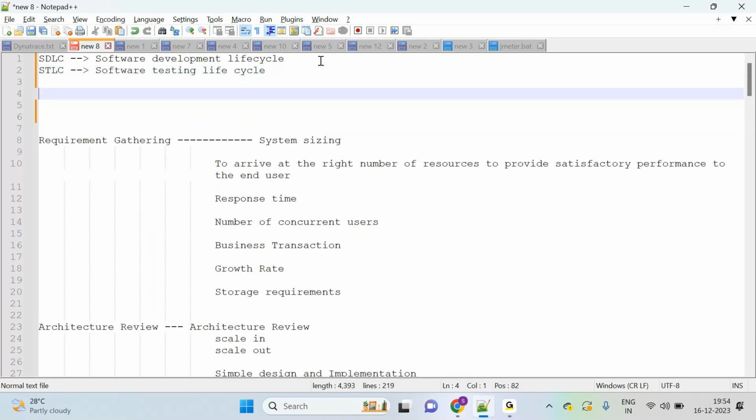Any performance testers in this forum? Okay, Nagesh. Yeah, performance testing lifecycle, correct. PTLC, very good. PTLC, performance testing lifecycle.